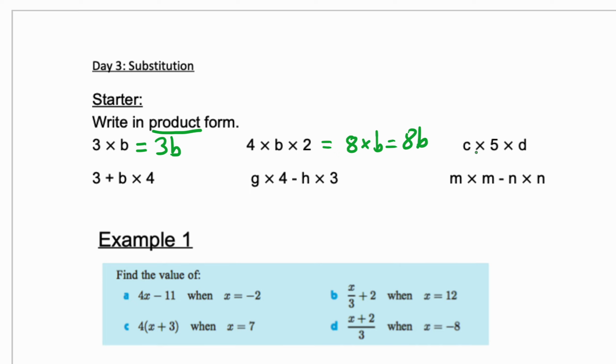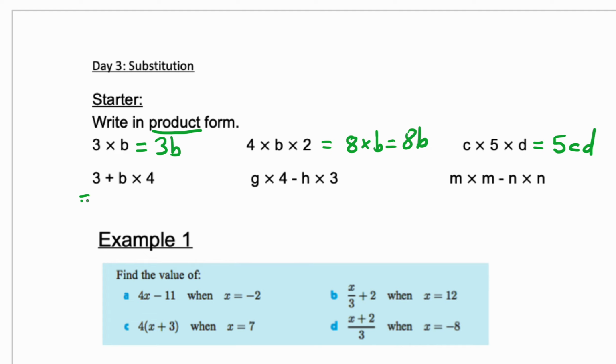Okay, next we have c times 5 times d. We normally write the number first and then the two letters next to each other. This means 5 times c times d.